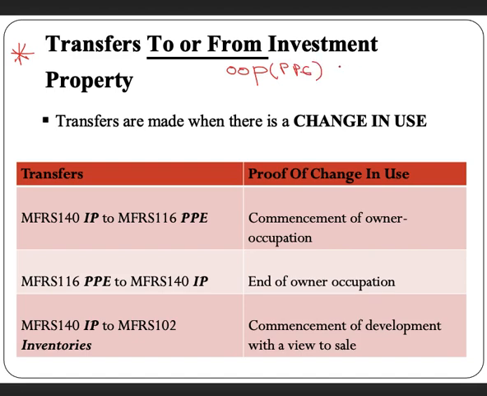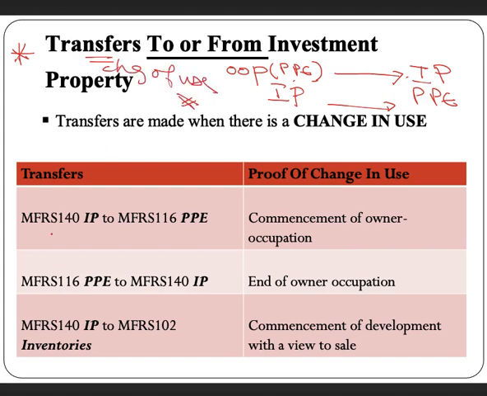But now, for example, you have a factory where you use it for your business, but later on you don't need the factory anymore, you don't need the warehouse, or maybe you have an office building and you need to close them and you need to rent out. So when the function changes from business use to rent or capital appreciation, that means there is a change of use, therefore there is a transfer from the PPE to IP, or maybe it can be a transfer from IP to PPE. And also it can happen as a transfer to inventory. Okay, transfer happens when there is a change of use.